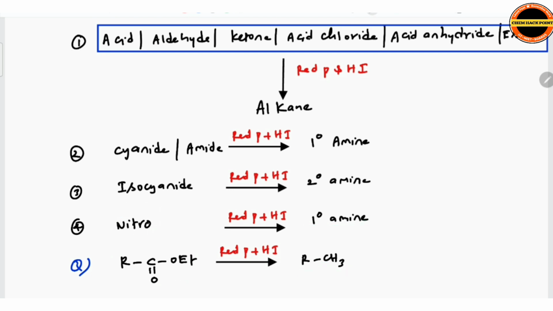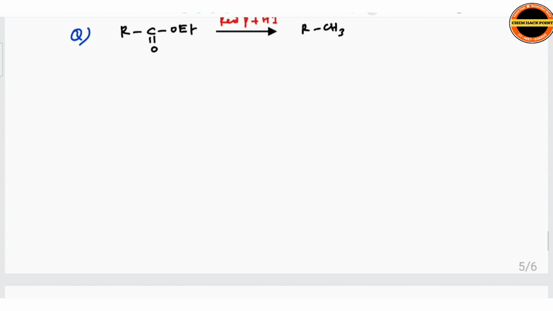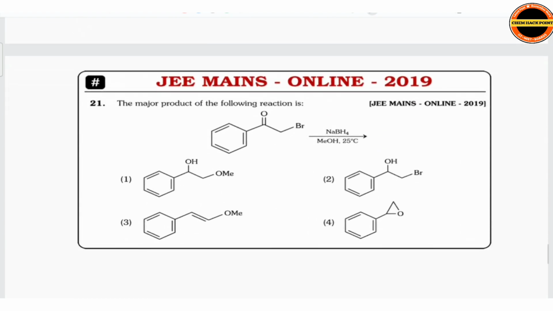So here what you mainly need to focus on is, if you remember these combinations, any future question based on any functional group, once you remember the functional group combination, you can solve it. So these tricks save you a lot of time without any confusion. Let's see a JEE Mains 2019 question here. Observe it, everyone.